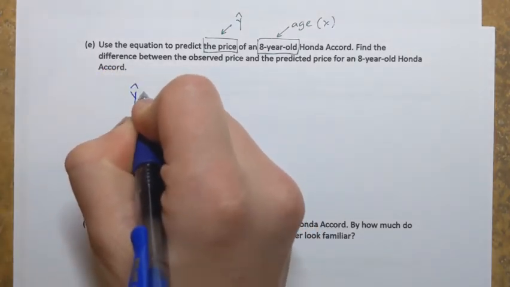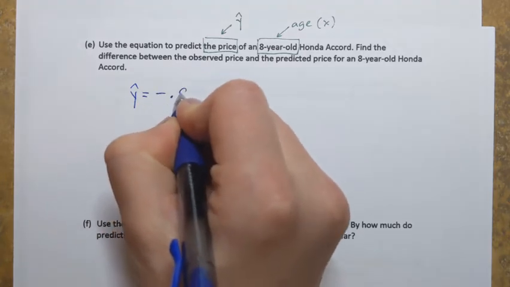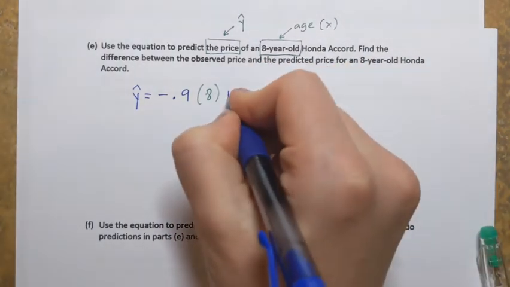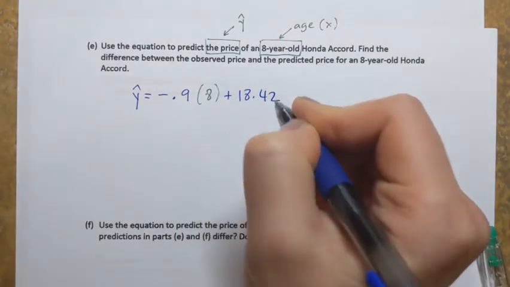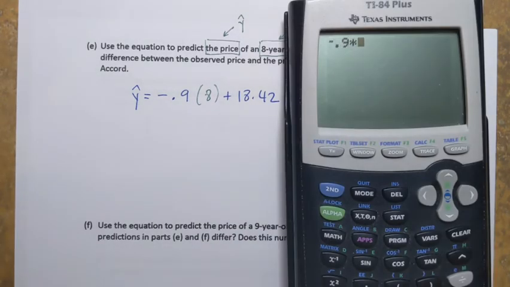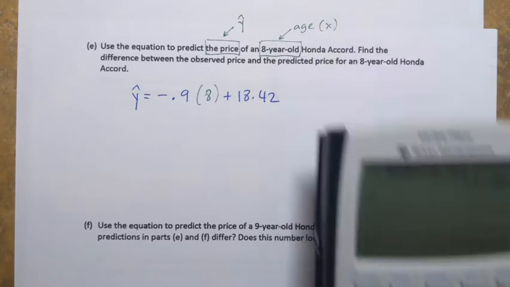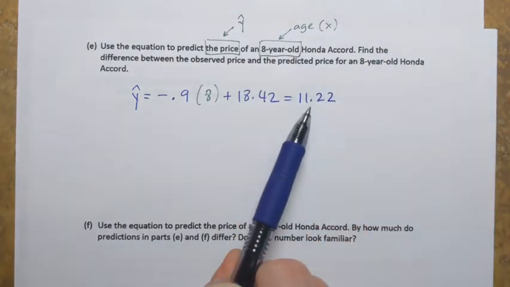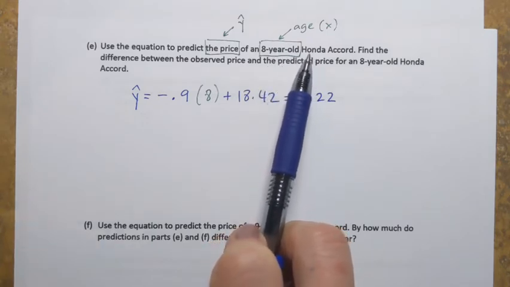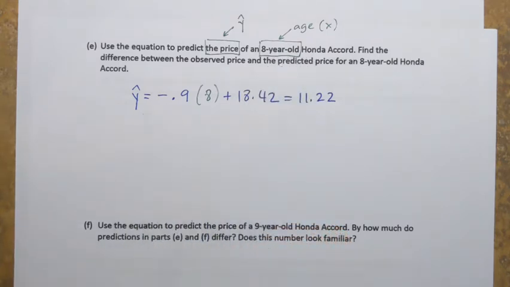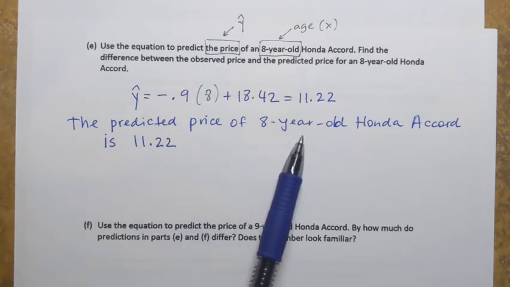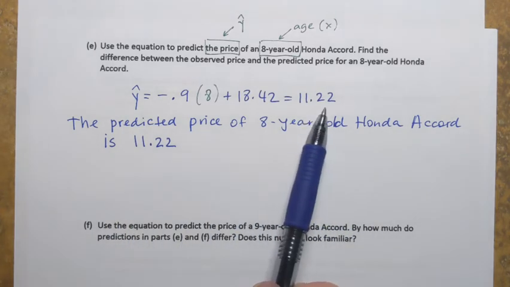So y hat equals negative 0.9 times 8 plus 18.42. That's 11.22. So that is the predicted price of an 8-year-old Honda Accord. I'm going to write the answer in a full sentence. I wrote: the predicted price of an 8-year-old Honda Accord is 11.22.